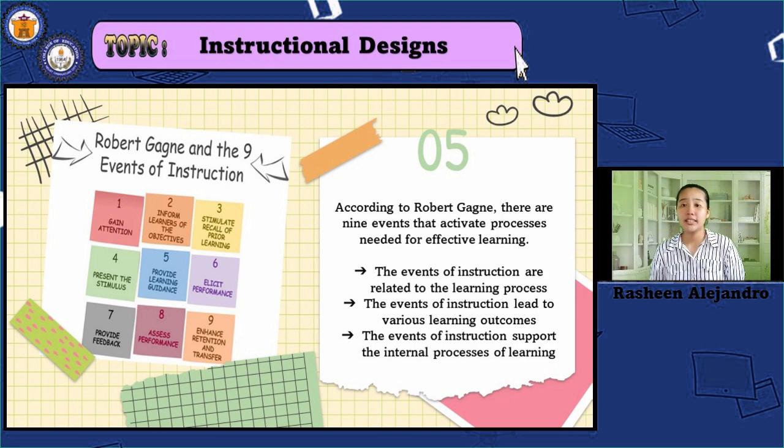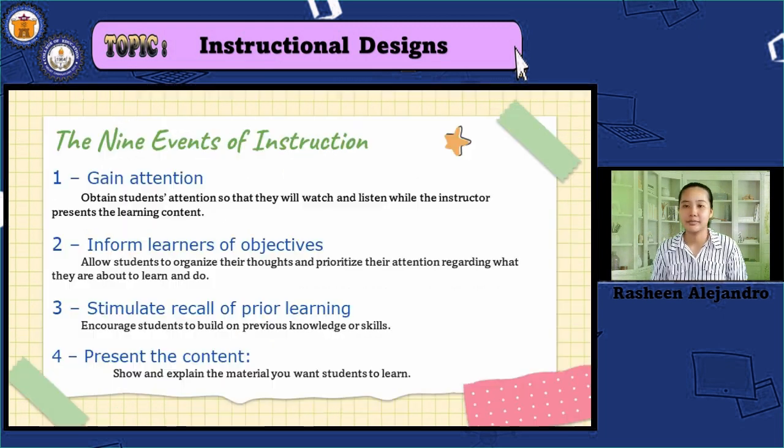This model is a systematic process that helps them develop strategies and create activities for instructional classes. So here are the 9 events of instruction. Let's begin with number 1, gain attention. Obtain student attention so that they will watch and listen while the instructor presents the learning content.